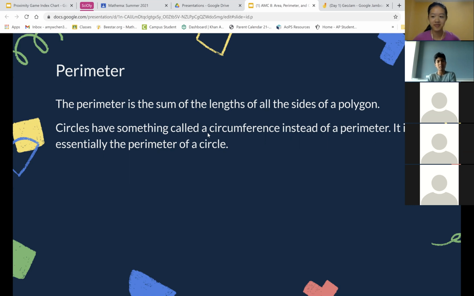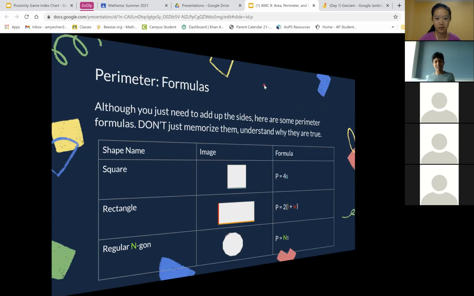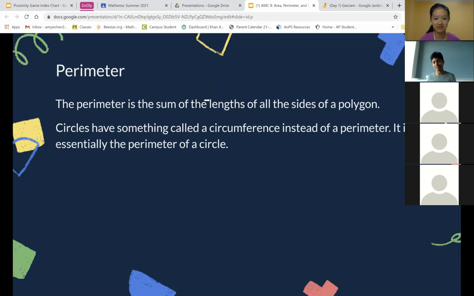Perimeter is probably a little more trivial than area, just because the formulas for perimeter aren't really formulas. You're adding up all the side lengths, except for circumference. I don't know how else you would approach that. It's just the sum of all the side lengths. There's a couple of specialized formulas for circles and some other weird shapes, but other than that, you just gotta find your way to get the side lengths, and you just add them up.